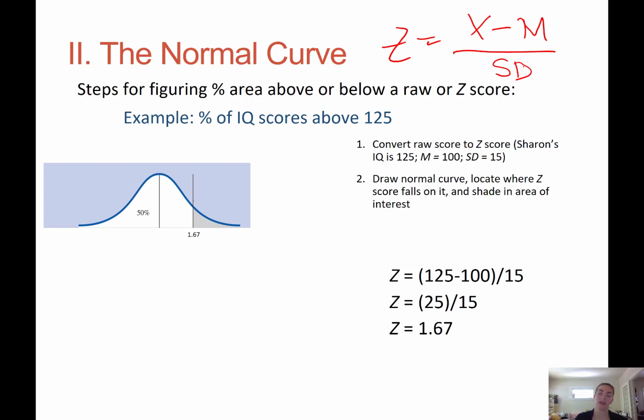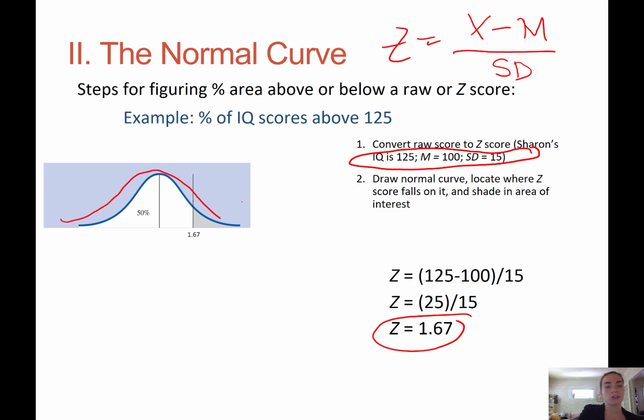So I use this formula here. I have x equal to 125. The mean is equal to 100, and the standard deviation is equal to 15. This is typical for an IQ test. Once I plug those values into my z-score formula, I know that Sharon's z-score is 1.67. So I drew out my normal distribution here, and I mark Sharon's z-score. Z equals 1.67. Okay. You'll get used to drawing that normal curve.